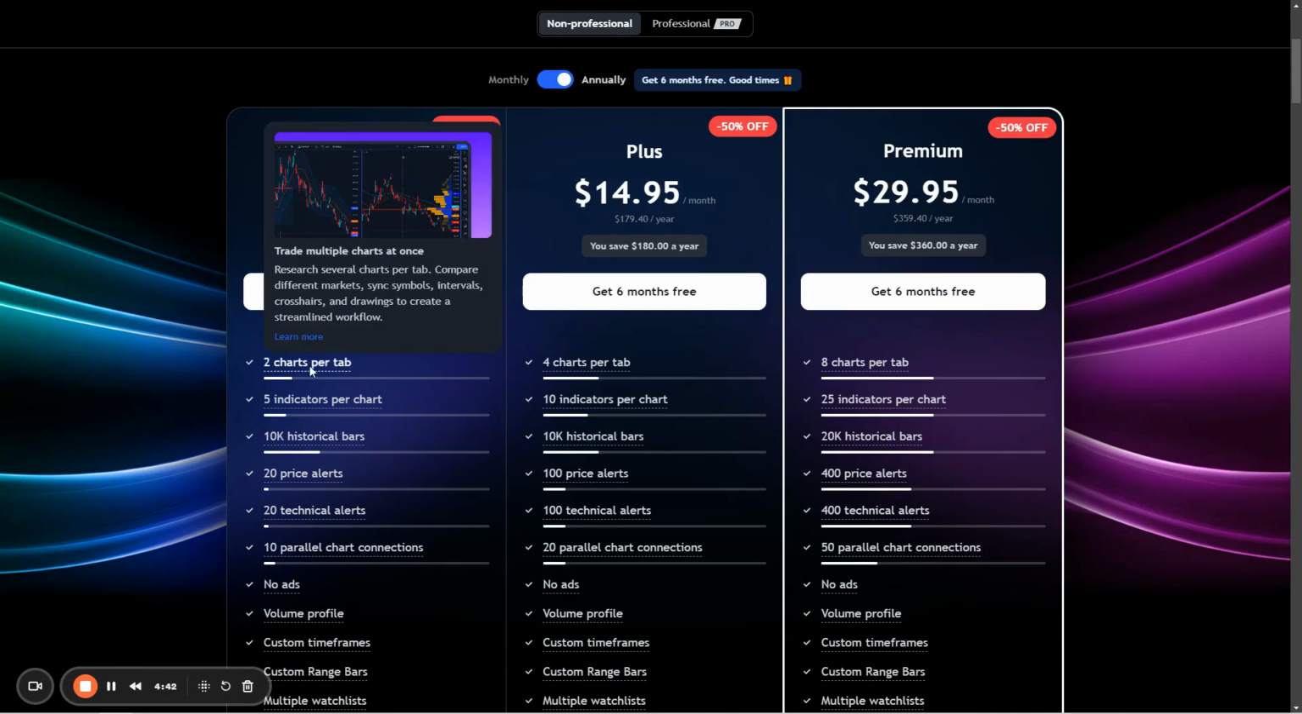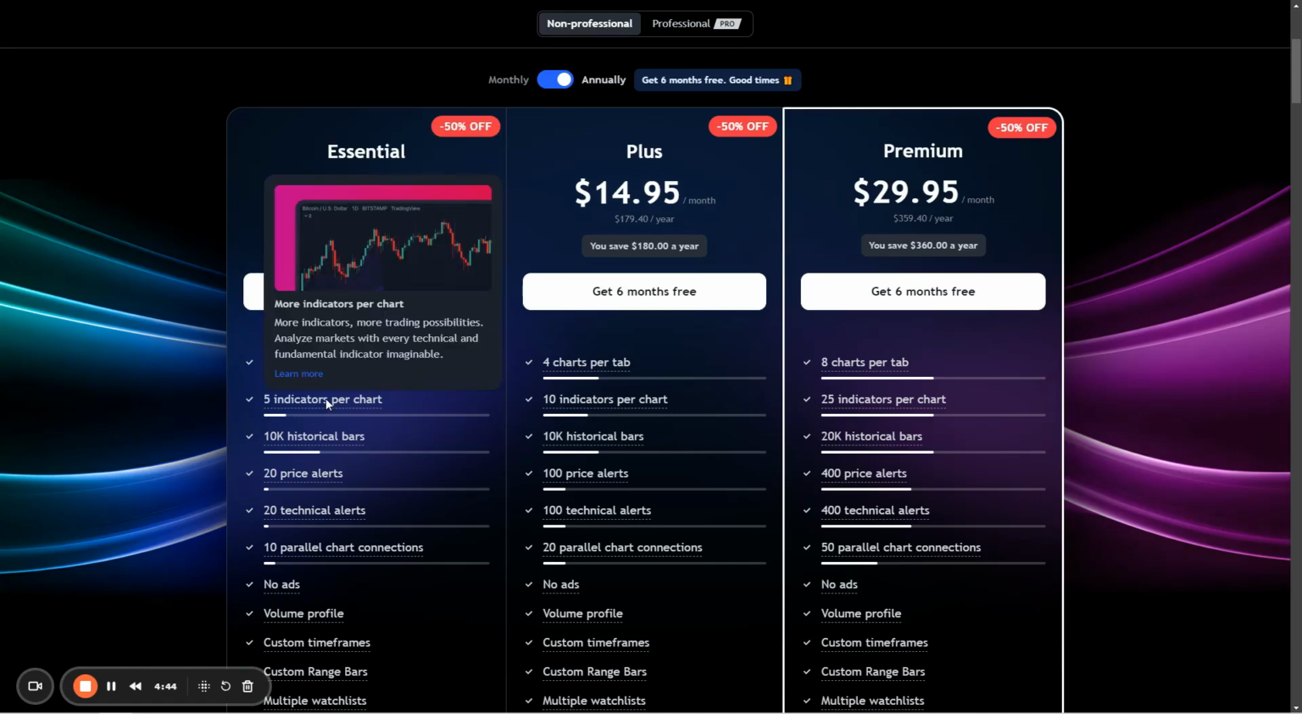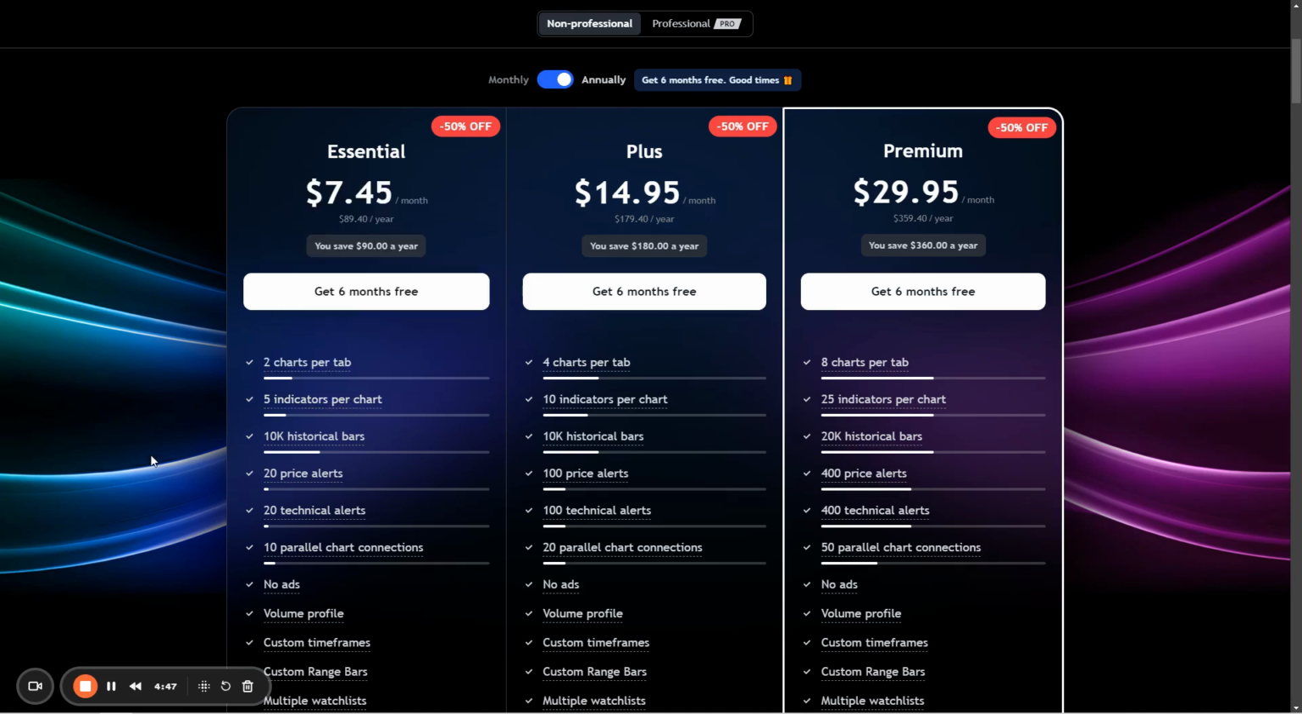So if 2 charts per tab is fine, and 5 indicators per chart is fine, then is 10K historical bars all right? For scalping, it's really not enough. If you are coming into the markets to be a scalper, you really want more than that. And I hate to say it, but premium actually has the best one. 10K historical is great for day trading, intraday trading, and swing trading. You won't have a problem when it comes to backtesting. For those of you that are going to scalping, you really do want as many historical bars as humanly possible.